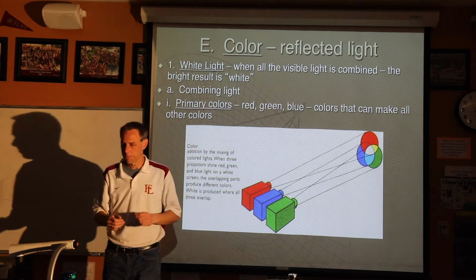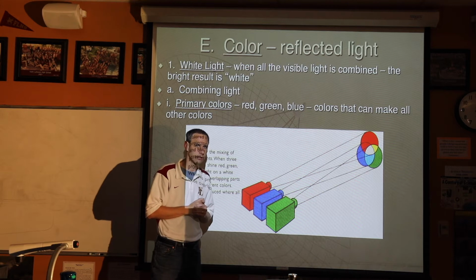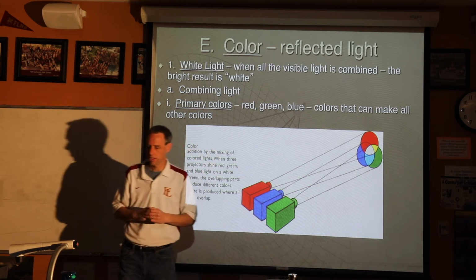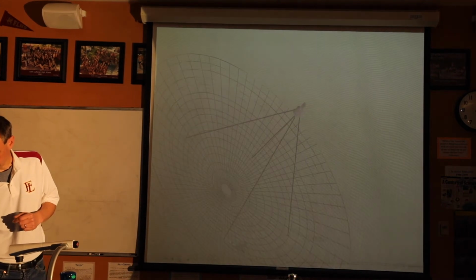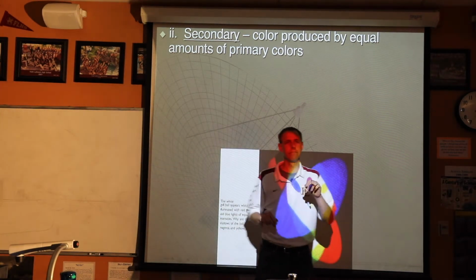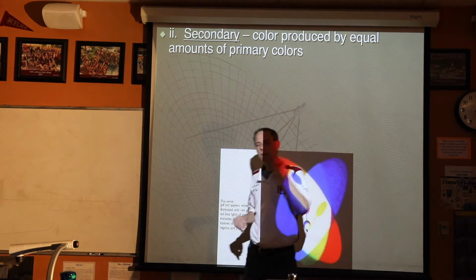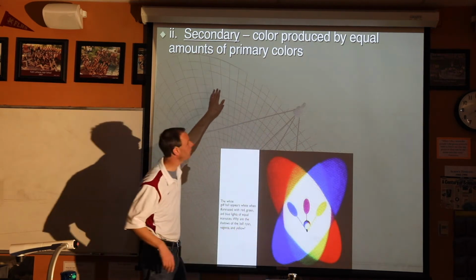All right, let me demonstrate this actually. No, let's not demonstrate this yet. I need to get one more slide up before we get to that. Because when you add all three primary colors, you get white in equal amounts. What if you only add two? If you only add two, then that's a secondary color.